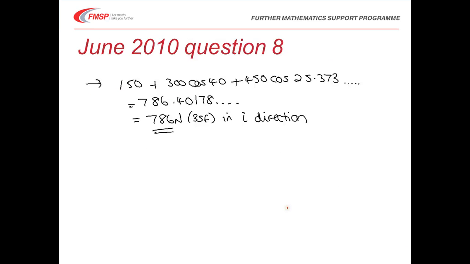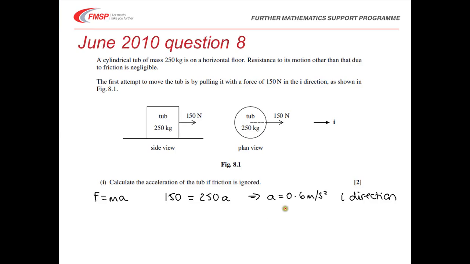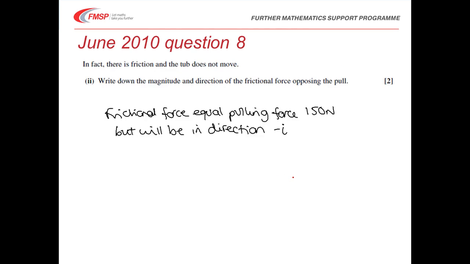So let's go back to where we started from. So part 1, using F equals MA, a correct method there for using that, and an accuracy mark for the correct answer. So that was quite straightforward. For part 2, we've got 2 B marks. The first B mark is for saying that the frictional force would be equal to the pulling force, so in other words it's 150, and then a second independent mark for saying that it's in the opposite direction, so indicating that it's in the direction of minus I.